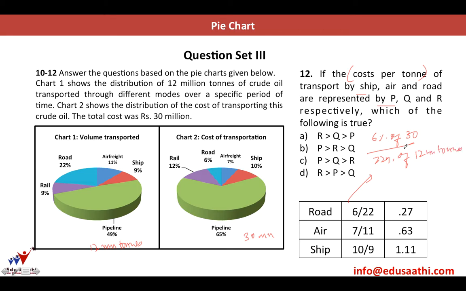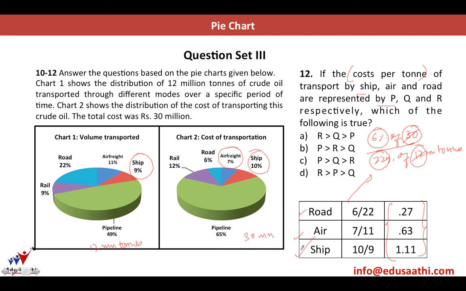Now, since we have to make only a comparison between these three modes of transport, this 30 and this 12 are going to be common in all three. Therefore, we don't consider them. So the only thing we'll consider are these percentages. So I'll just divide 6 by 22. Similarly for air, I'll divide 7 by 11. And for ship, I'll find out this 10, which is the cost, divided by 9. So these percentages or this ratio gives us the right answer.